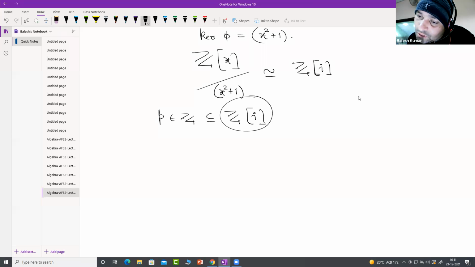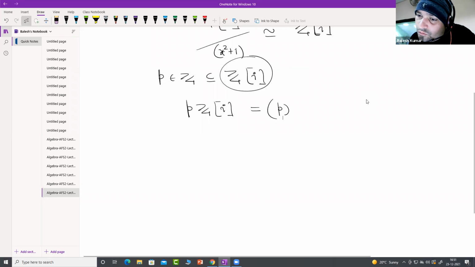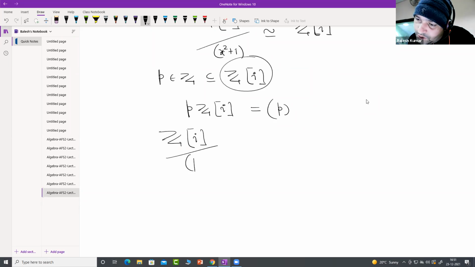Let us denote this by pZ[i], and for me this notation is exactly the ideal generated by p inside this ring of Gaussian integers. Then one can again go to the quotient, Z[i] modulo this ideal generated by p. This is a ring, so we will give it a name, say R'.